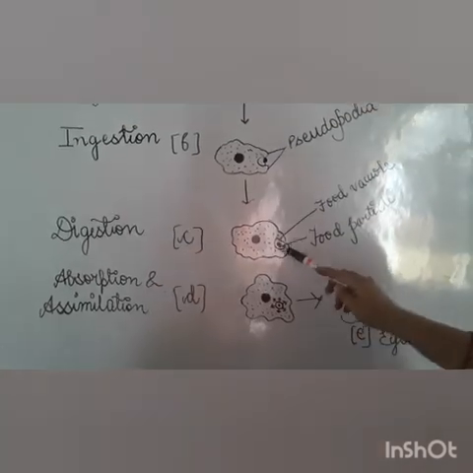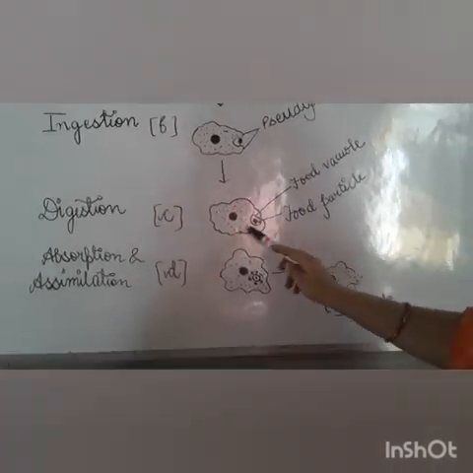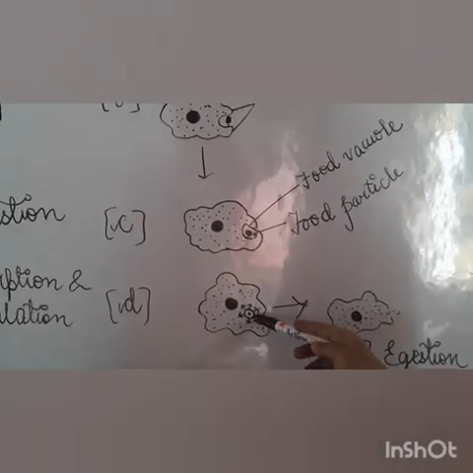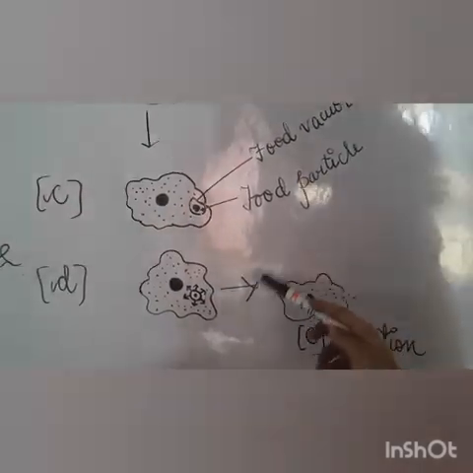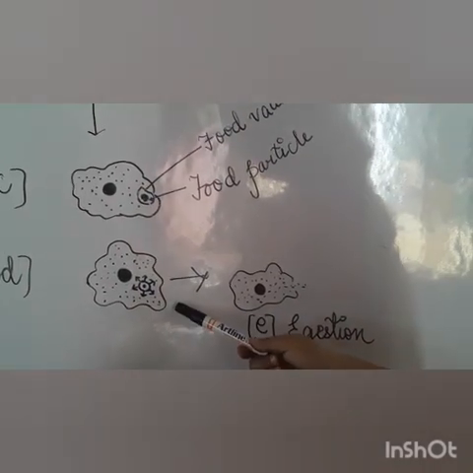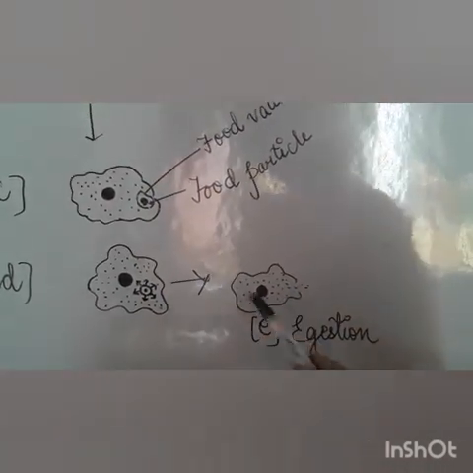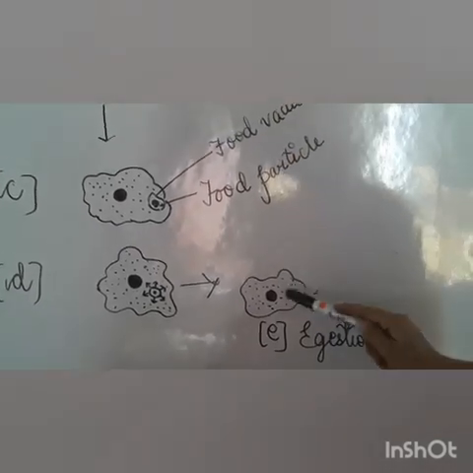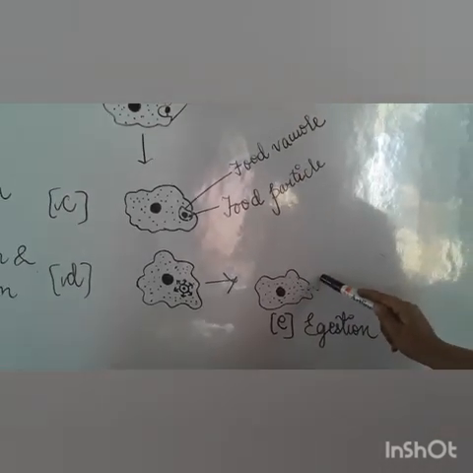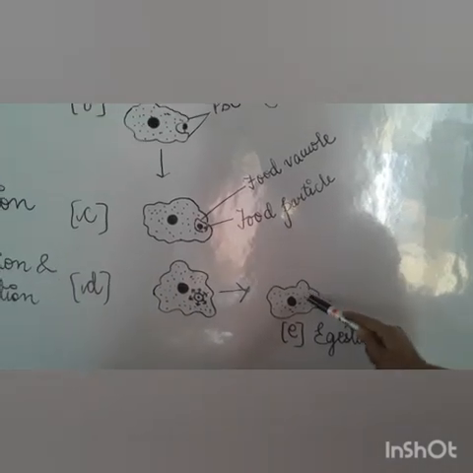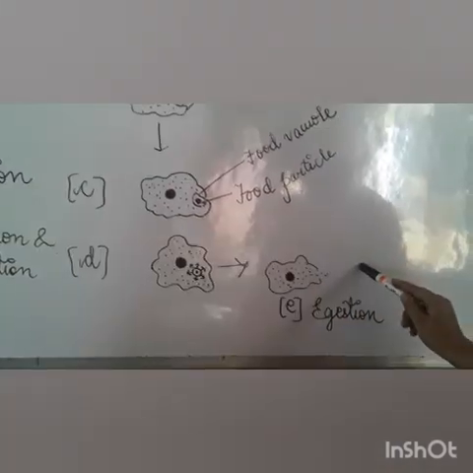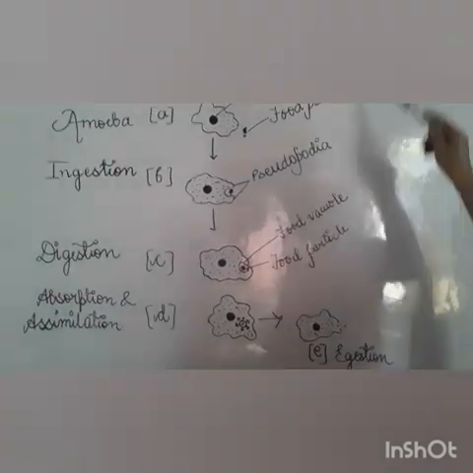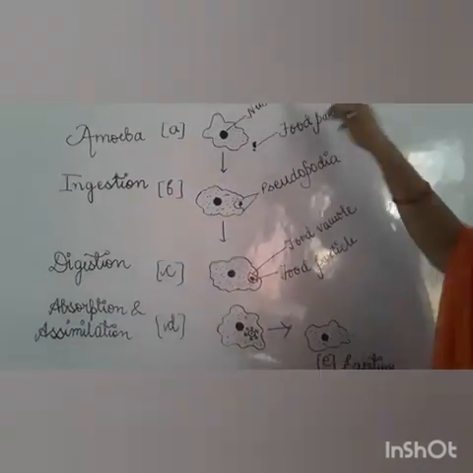And then the digested food is absorbed and it is used for the growth and repair of the cell. And afterwards, the undigested waste food particles are expelled out of the cell. How? The cell membrane ruptures from anywhere and then all the waste particles are eliminated from the body. This is egestion. So this is the way how nutrition occurs in amoeba.